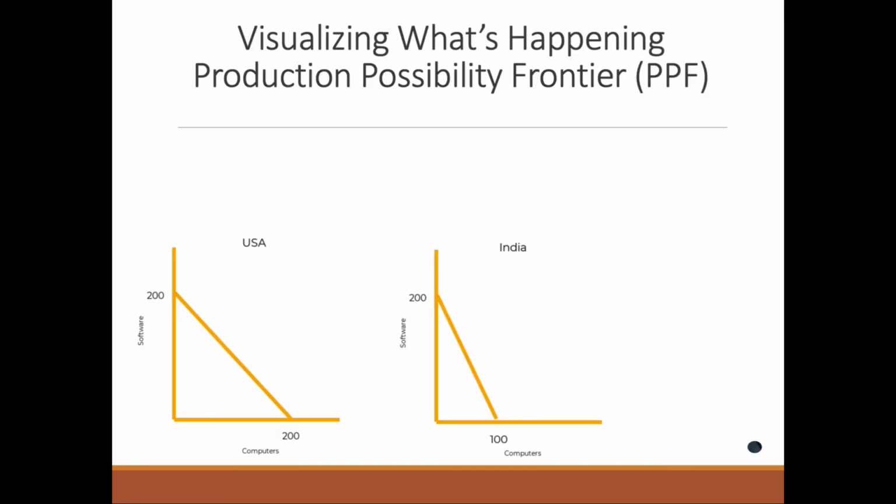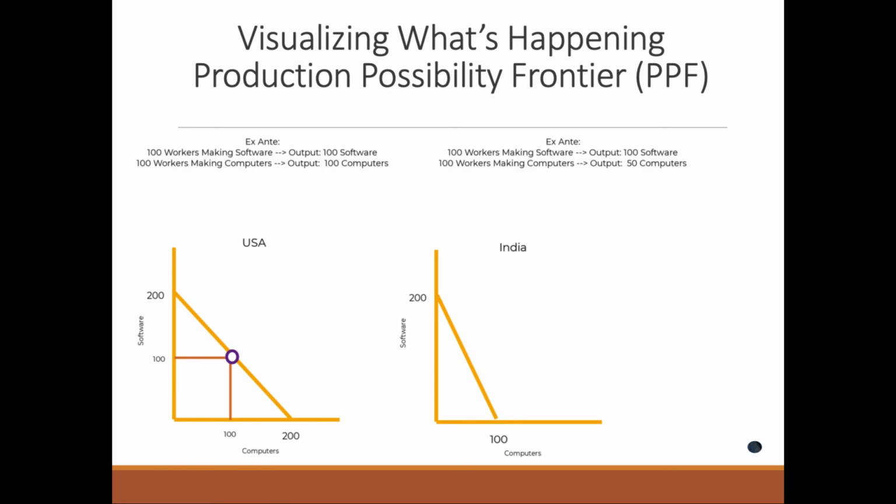So let's graph this. On the left, we'll have the United States and we'll draw in their production possibility curve and the ex ante point of 100 and 100. On the right, we'll draw in India. We'll draw in the production possibility curve, and theirs looks a little different. They allocated all their resources to making software. They could make 200 software. They allocated all their resources on computers. They weren't as productive. They could only make 100 computers. Their ex-ante point was 100 software and 50 computers.